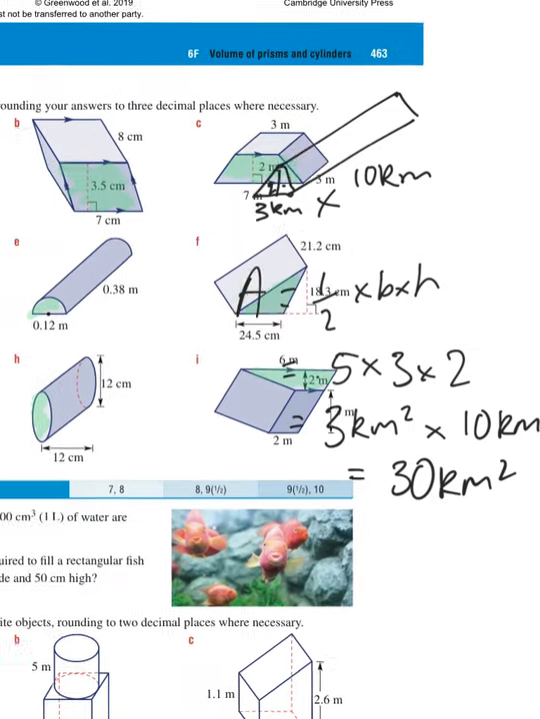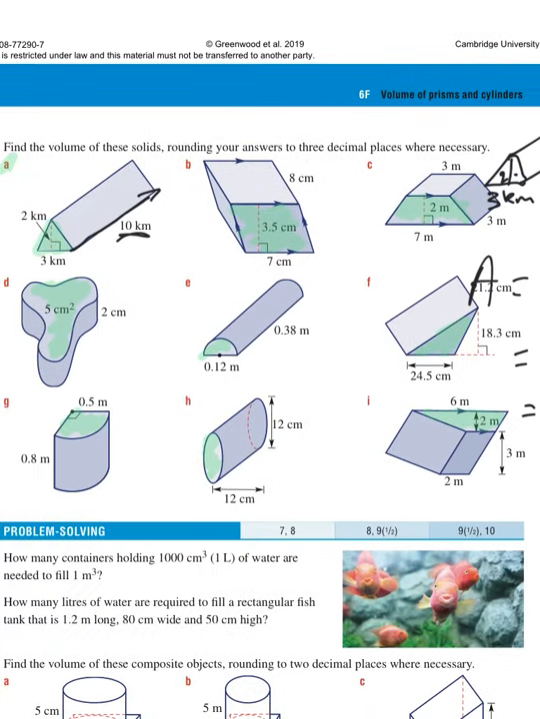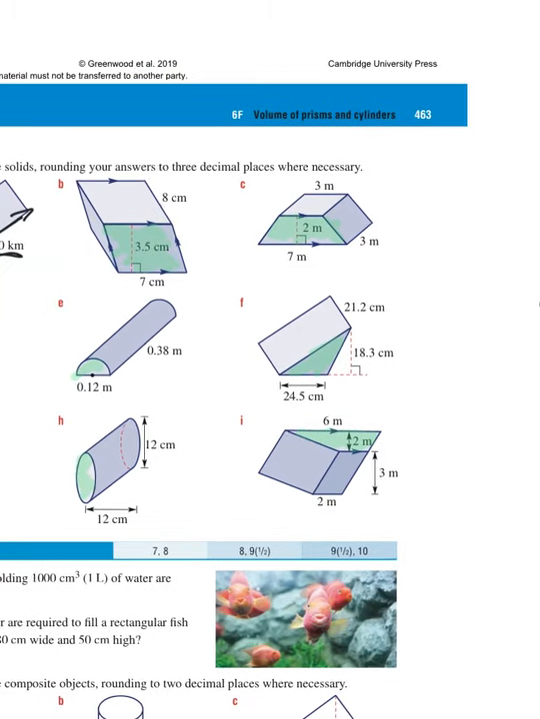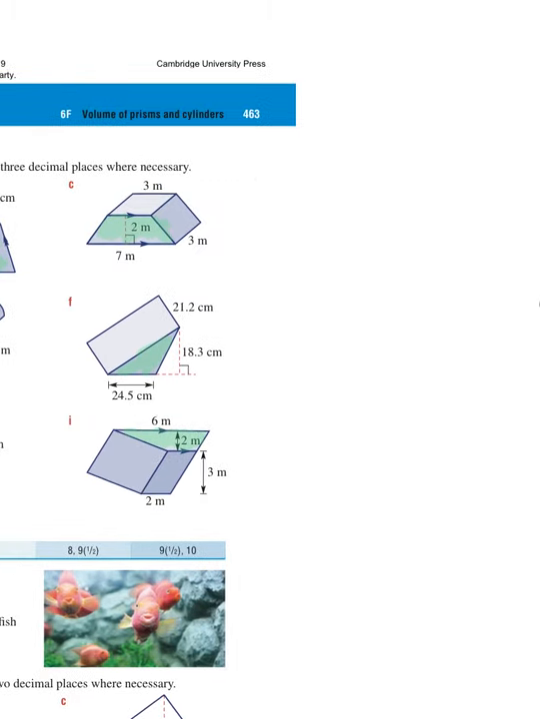So for each of these, we've just got to find the face and then multiply it by the height. Let's look at question E maybe. We've got half of a cylinder. So I'll do that question over here and draw that cylinder.